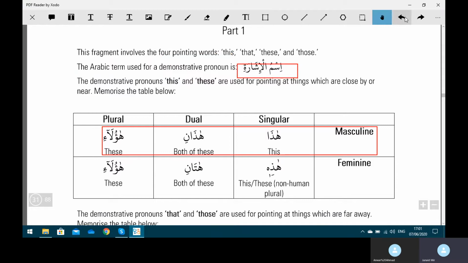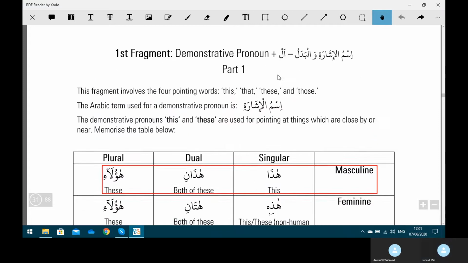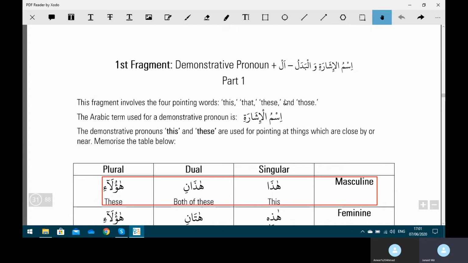What is a demonstrative pronoun? It's a pronoun, as in it's not going to mention the thing that you're referring to. It's not going to say books, it's not going to say Muhammad, it's not going to mention the thing, but it points at it and it refers to it. In English they are this, that, these, or those. Those are the demonstrative pronouns in English.